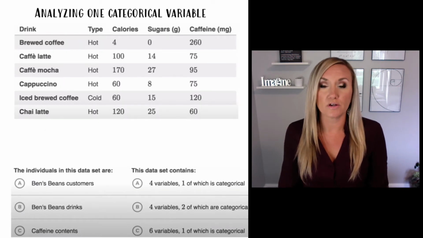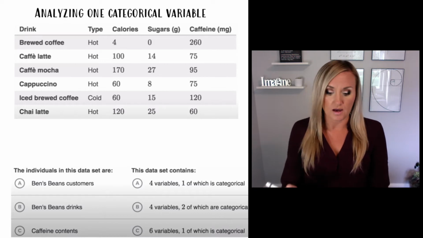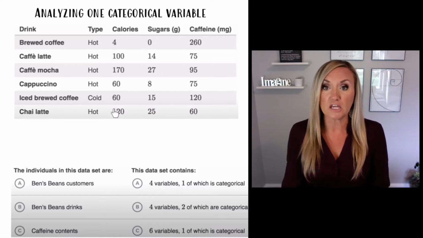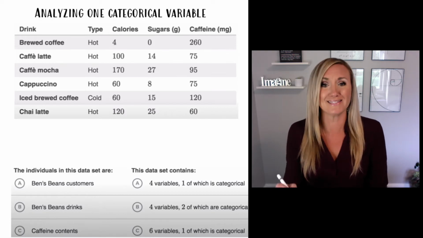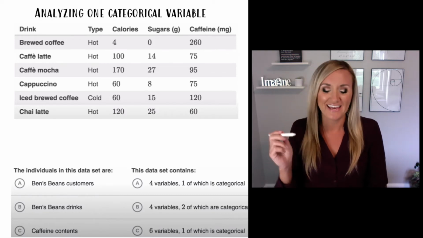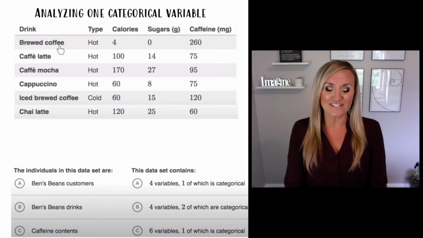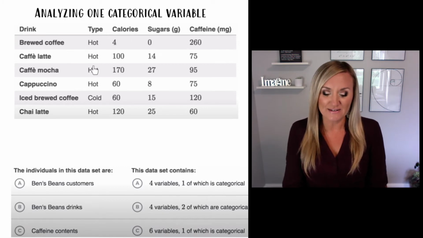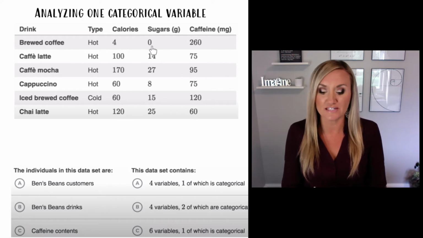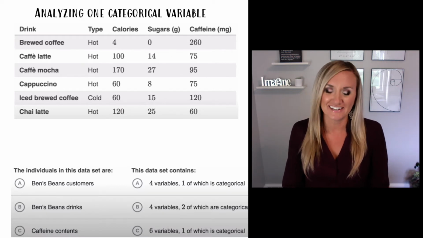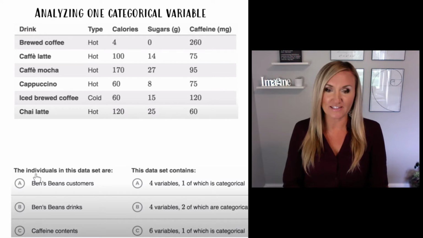Okay, so this is what your homework actually looks like. You're given some information here. This is Ben's Beans coffee shop. And he's got different types of coffee that is listed. And you can check to see if each one is hot or cold, how many calories, the sugar, and the caffeine content.